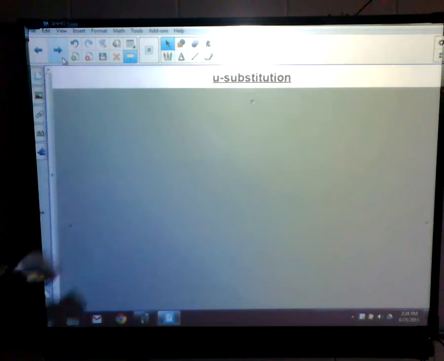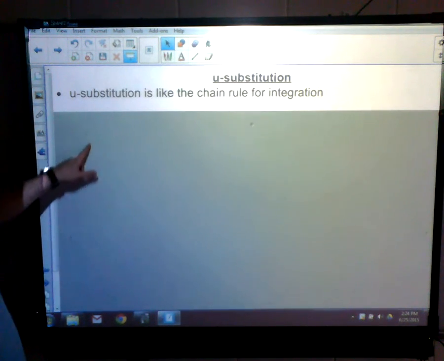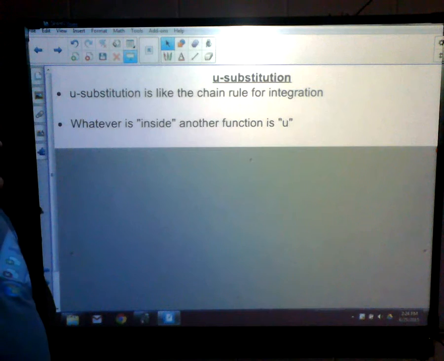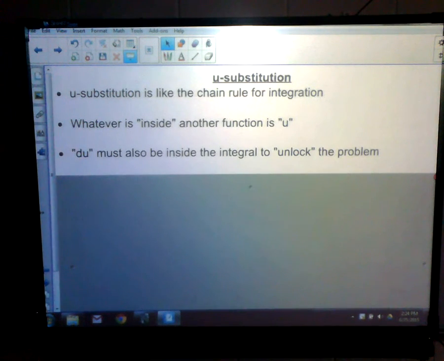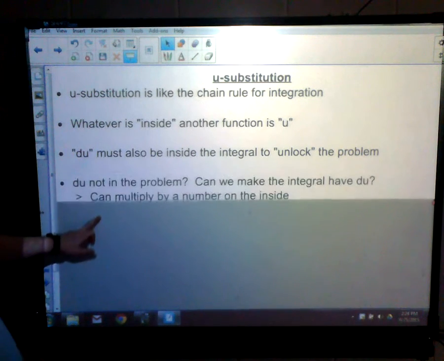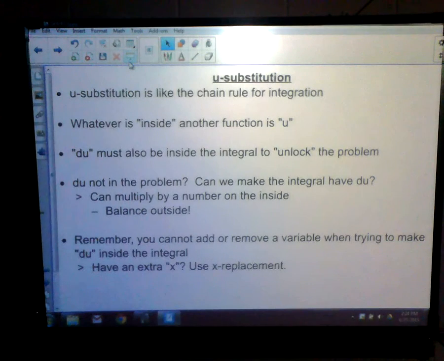Quick review: U substitution is like the chain rule for integration. When there's an outside and an inside, whatever is inside is the U. The du must also be inside the integral to unlock the problem. Is the du in the problem? If not, can we make the integral have du? In other words, can we multiply by a number on the inside and then balance outside? Remember, you cannot add or remove a variable. If you have an extra x, which we're going to today, we're going to use X replacement.